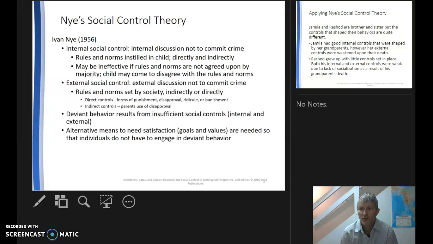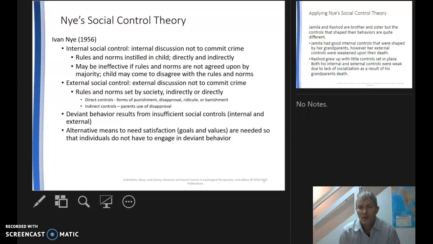For Nye, rules and norms instilled in the child directly and indirectly impact their ability to control their behavior. These may be ineffective if rules and norms are not agreed upon by the majority. Children may come to disagree with the rules and norms as they move through the socialization process.